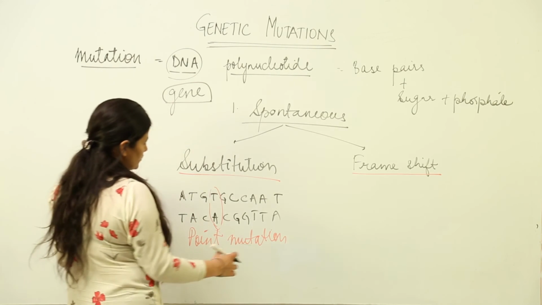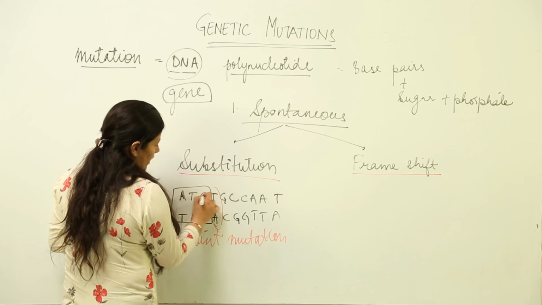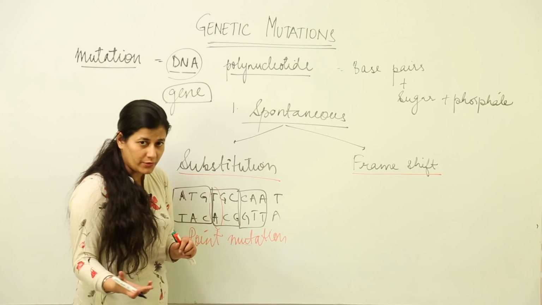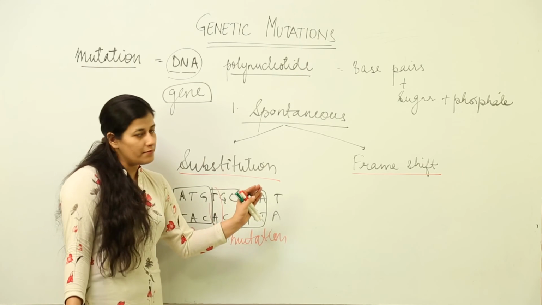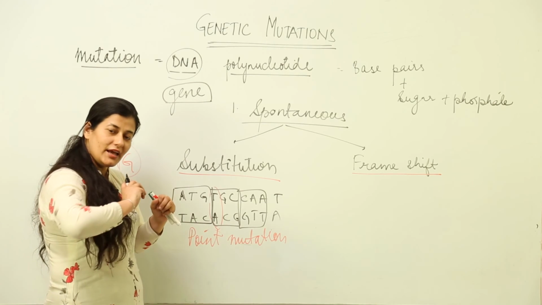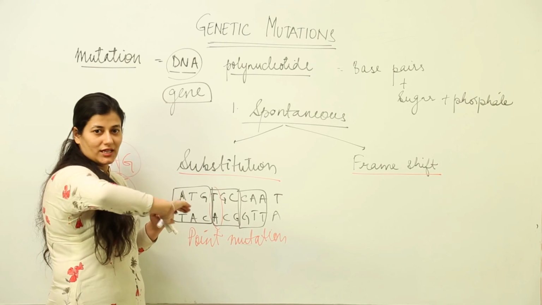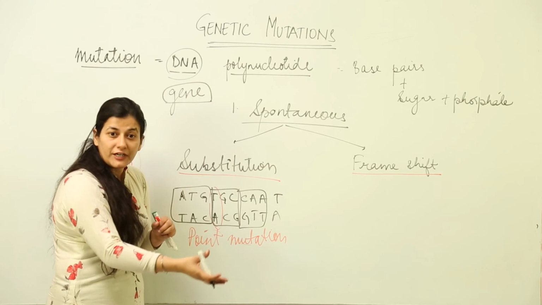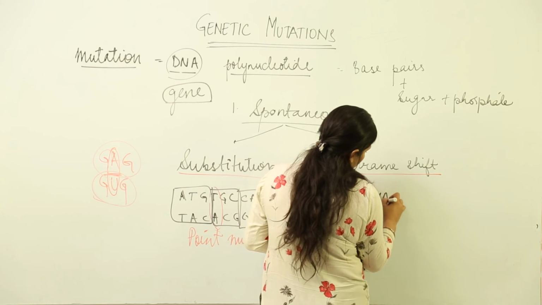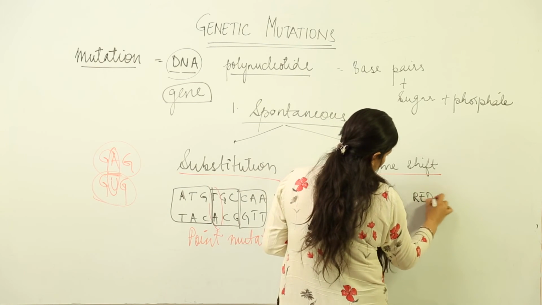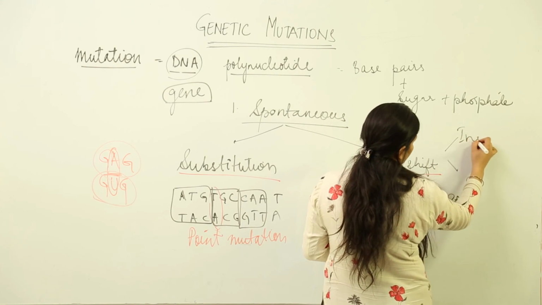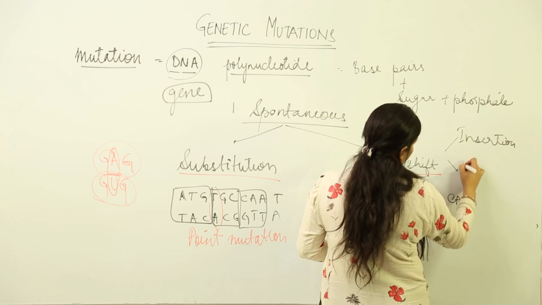Now in case of frame shift, if we see it in terms of the triplets, which would further code for amino acids as you will study, then in case one point is being added or removed, the entire meaning of the sentence is changing, and the entire further frame gets shifted and changed. I would give you another example: "Ram had red cap." Now this frame shift could be of two types. One would be insertion and the other would be deletion.